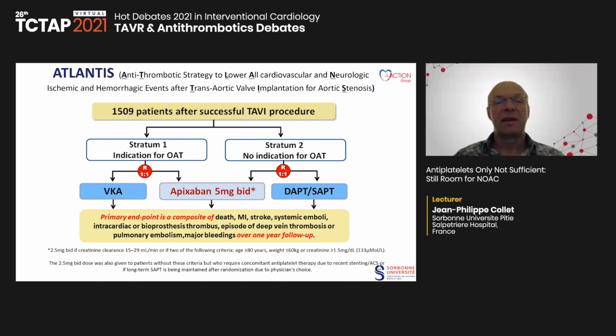And this is the Atlantis Trial, where patients are randomized according to the need for oral anticoagulation just after the TAVI procedure when successful. And we are looking here for the standard of care, VKA or DAPT, versus apixaban. And the outcome of interest is the net clinical benefit. And in this trial, 4D CT scans are performed in all patients and are part of the primary endpoint. So we are looking for, of course, safety, thromboembolic events, including device failure, which is important.